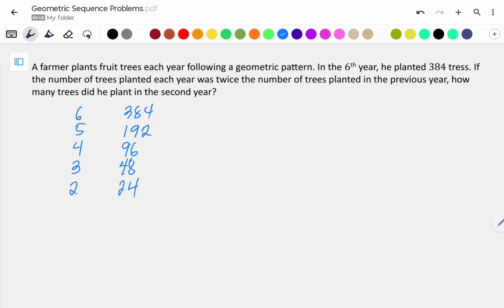So that is the number of trees planted in the second year, 24. And that can be the answer now, 24.